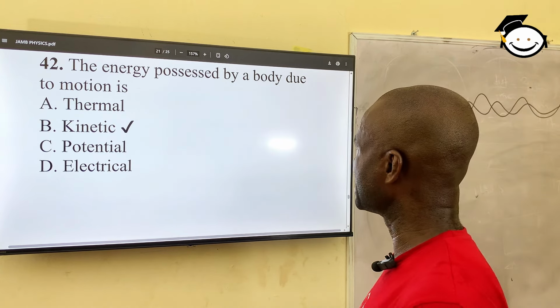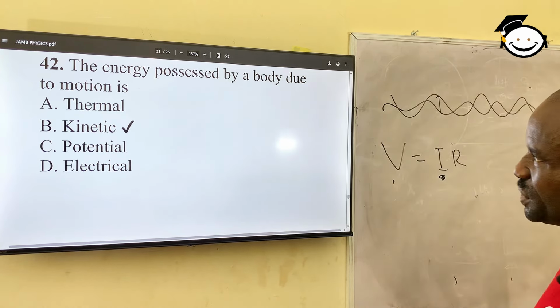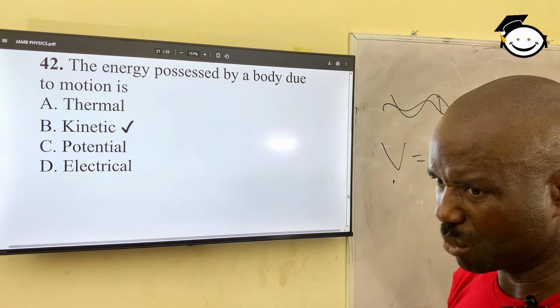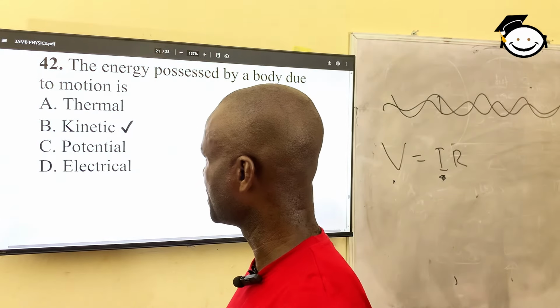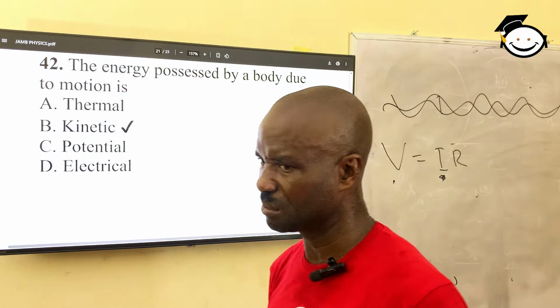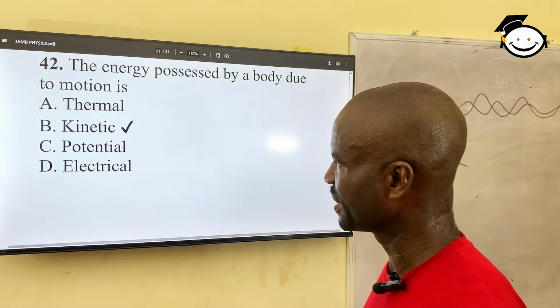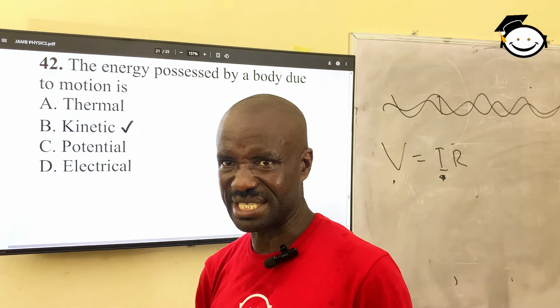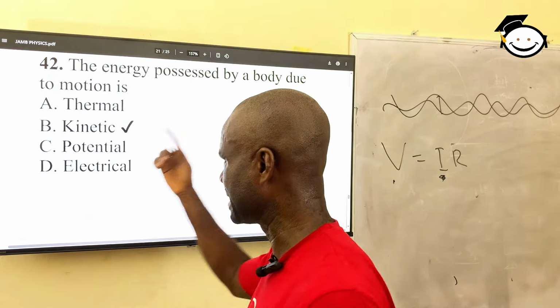The energy possessed by a body due to motion. When the body in motion carries an energy because the body is in motion, what is that energy called? Thermal? No. Thermal has to do with heat. Kinetic, because the body is in motion. So the correct answer is B.